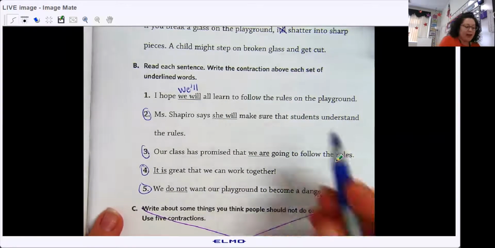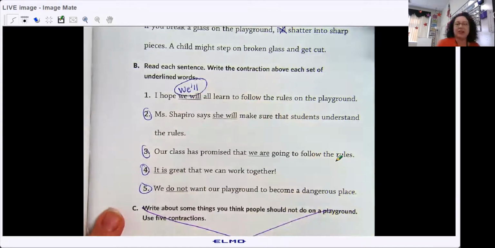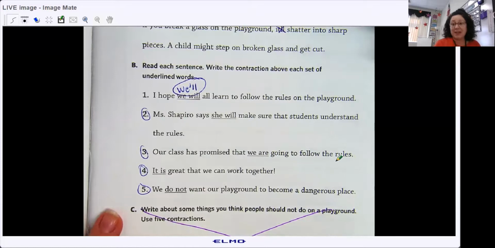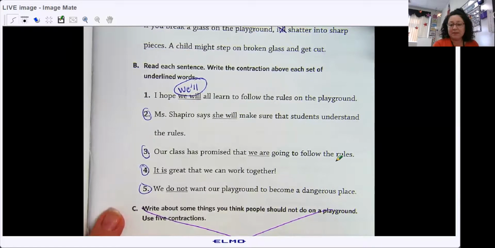You're not typing in the whole sentence. You don't need to do that. I just want you to type in the contraction. Number 2, just the contraction. And you might need help finding the apostrophe on the keyboard. So you might need to ask mom and dad, because it's not a comma, it's up top. The apostrophes are up top. It looks like a comma, but it's at the top, okay?